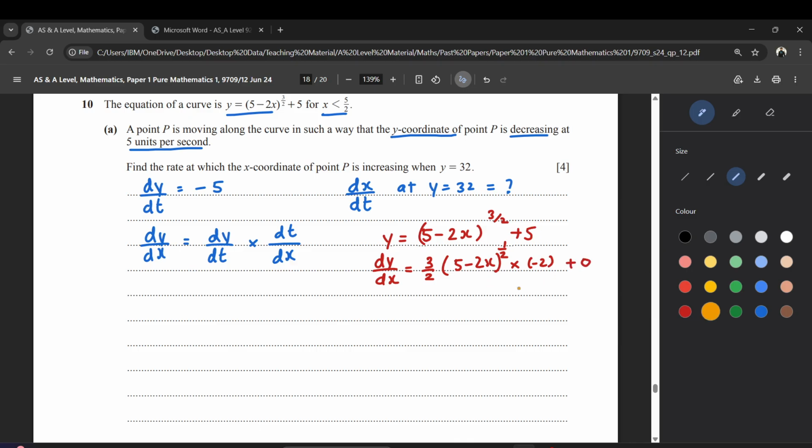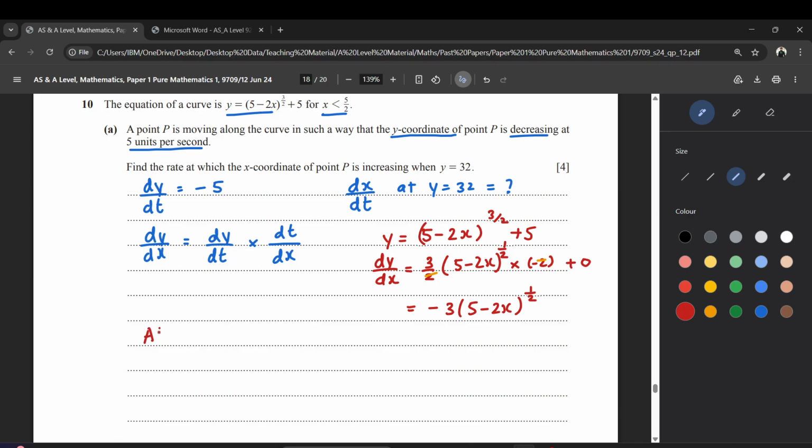Now you can see that this 2 and this 2 cancel out. We would be left with minus 3, because here we have a minus 1 left, minus 3 times (5 minus 2x) to the power of half. So there you go. That is your dy/dx.